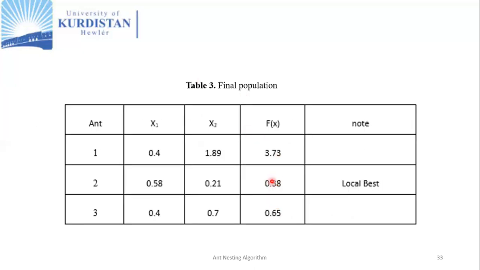Here it has been changed, and this one has been changed, and this one too. Now this is the minimum, the local best. And the algorithm continues iteratively until we get the best solution or the minimum solution, and then the algorithm stops when the stop criteria is met.